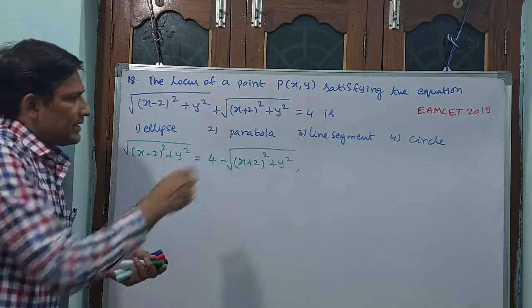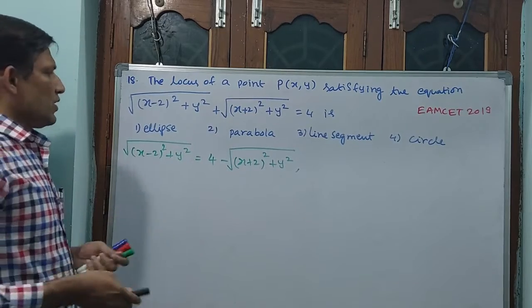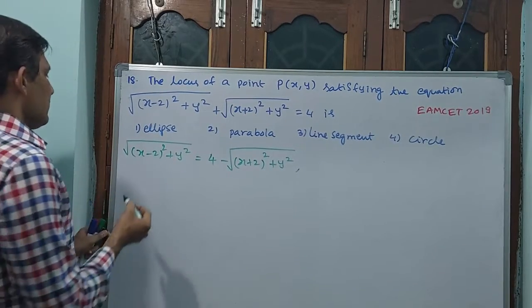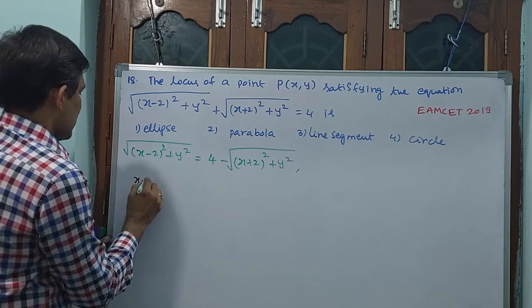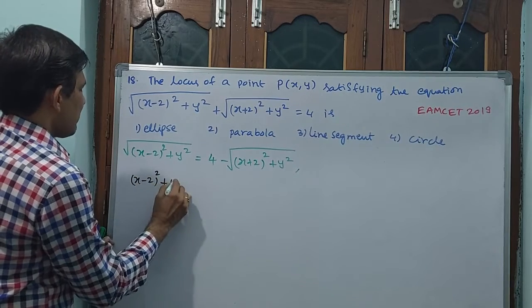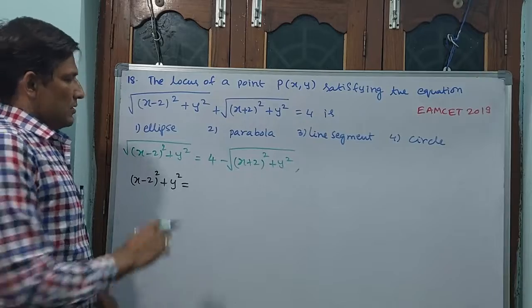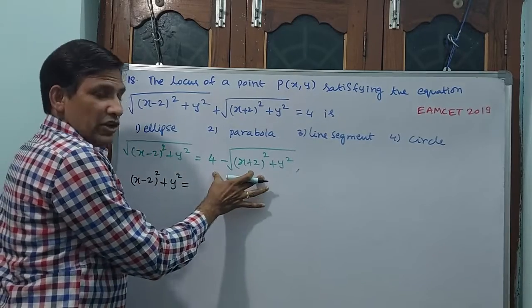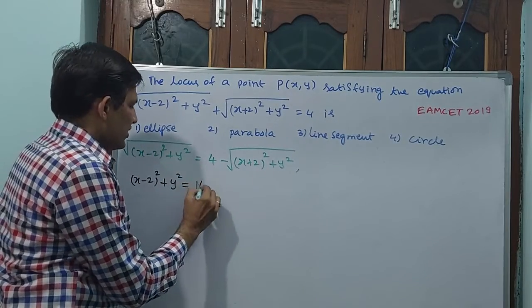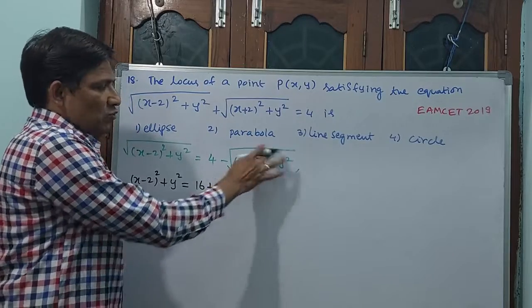Square on both sides. I am writing here. Squaring on both sides will give x minus 2 whole square plus y square is equal to a minus b whole square, that is a square 16 plus b square. That means the root will go.